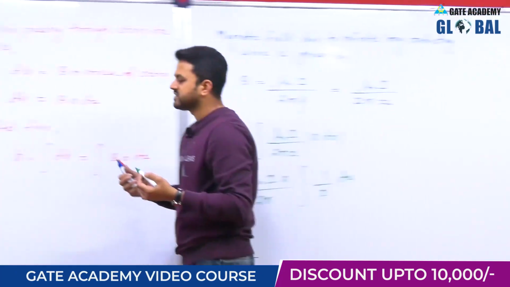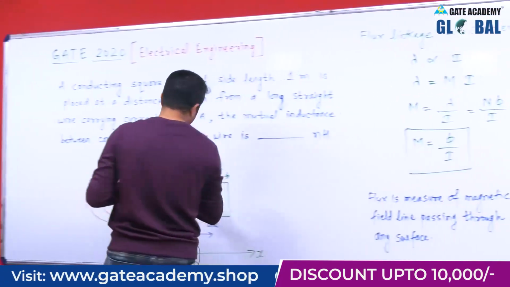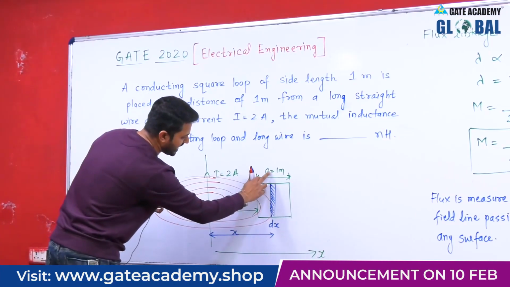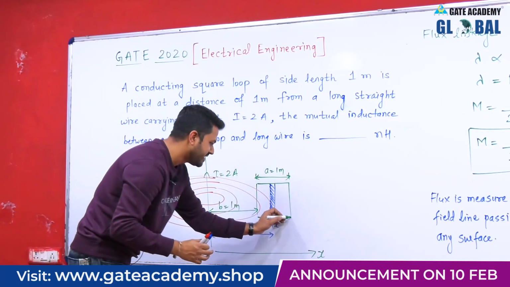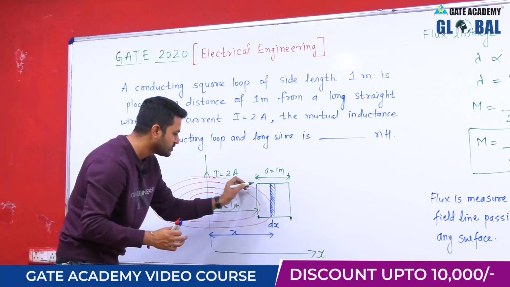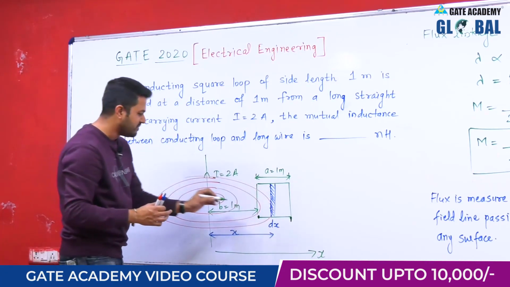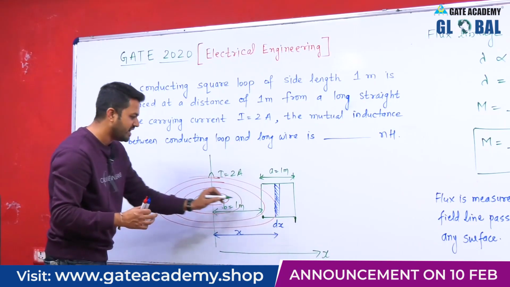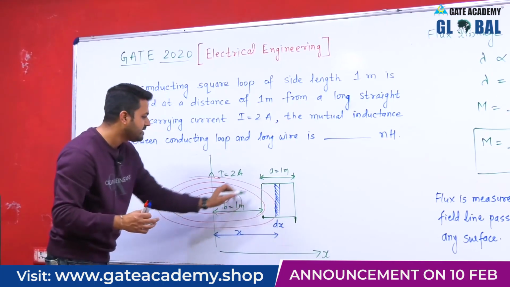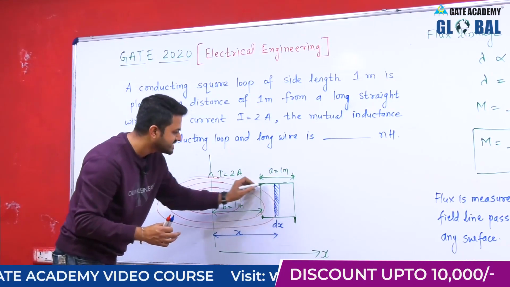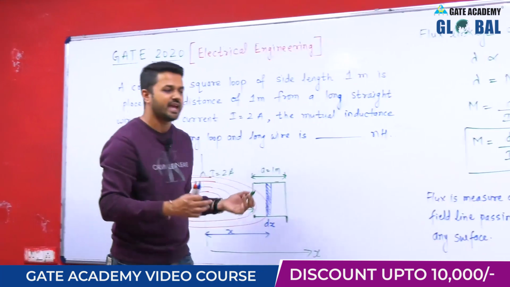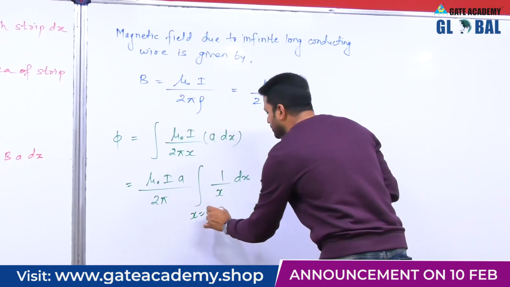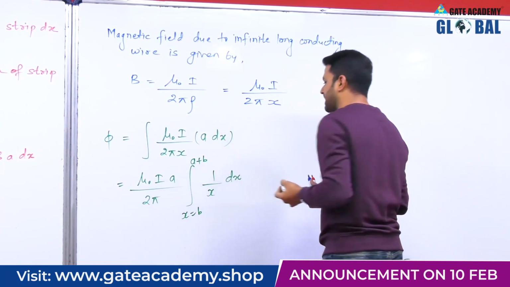The square loop is starting from x equal to b up to b plus a. We want to calculate the flux through this particular square loop, which is at distance b from the infinite long wire, to the maximum up to b plus a. This width is a and this is b, so b plus a. So the limit of x is b to a plus b.